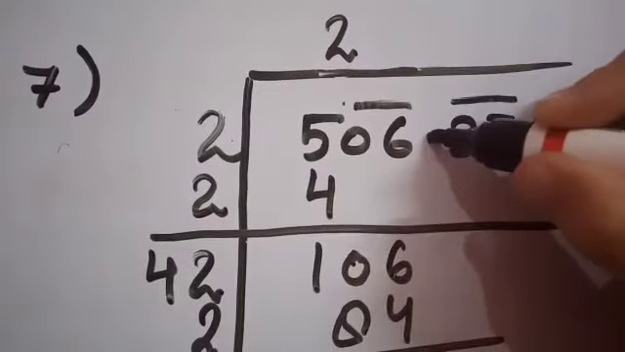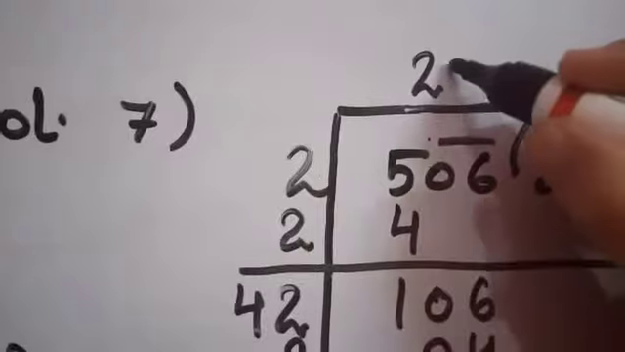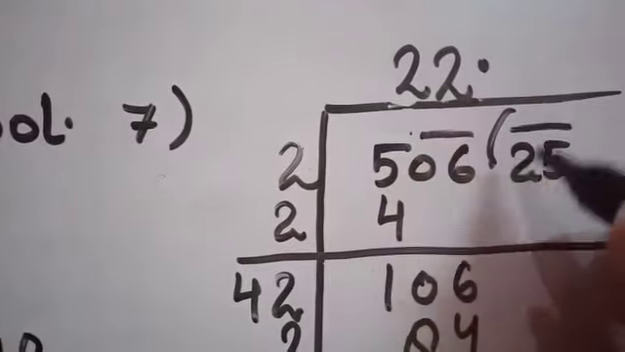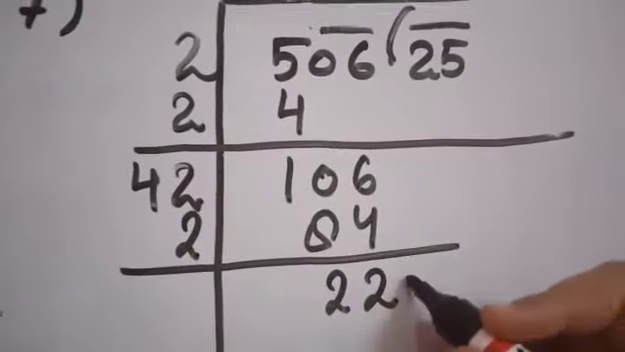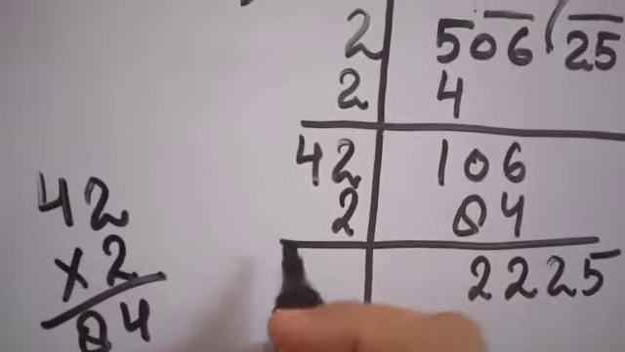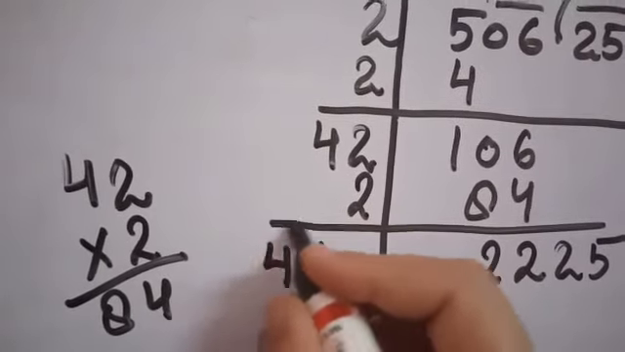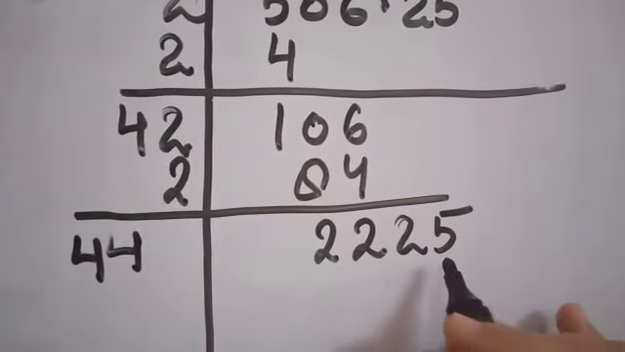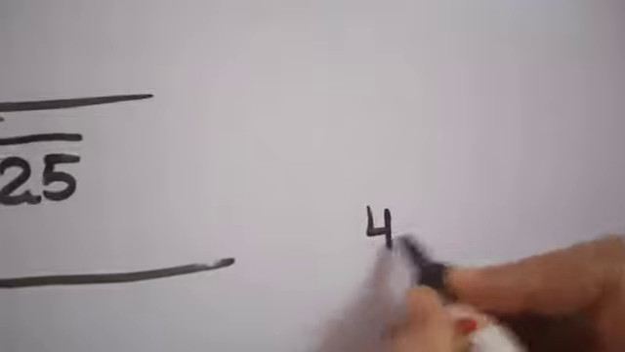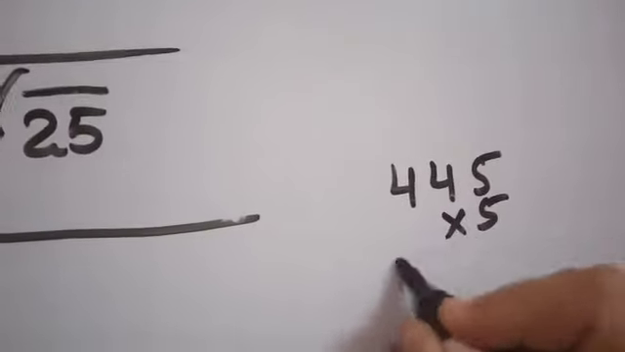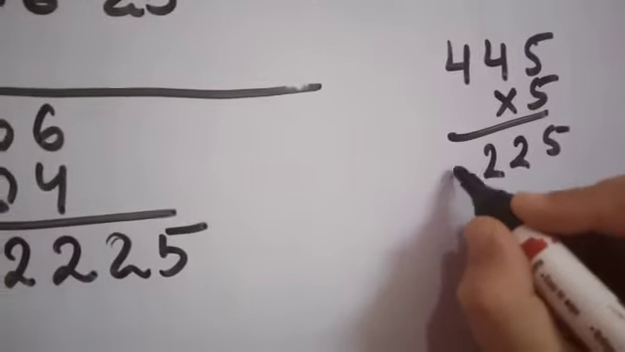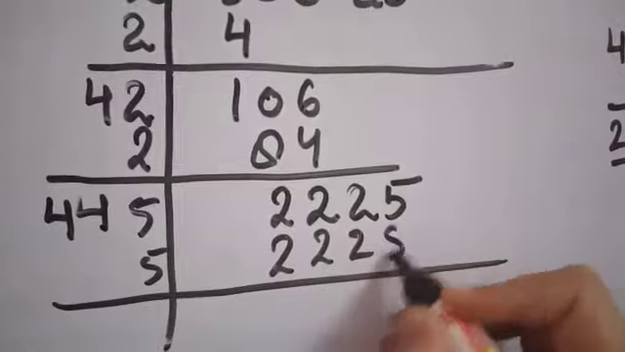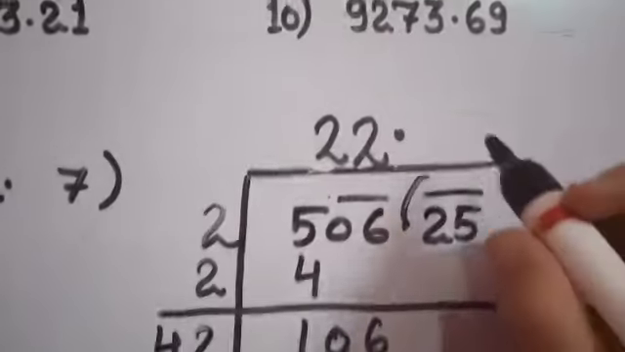And cancel point from here, and the same number 2 we will write here, 2, and put point here. Now we will write next pair 25 and add them, then we get 44. Now we have to include a number here, and by the same number we will multiply to get 2225 or less than 2225. So we will multiply 445 by 5, then we get 2225. After subtracting these we get 0, and same number 5 we will write here.